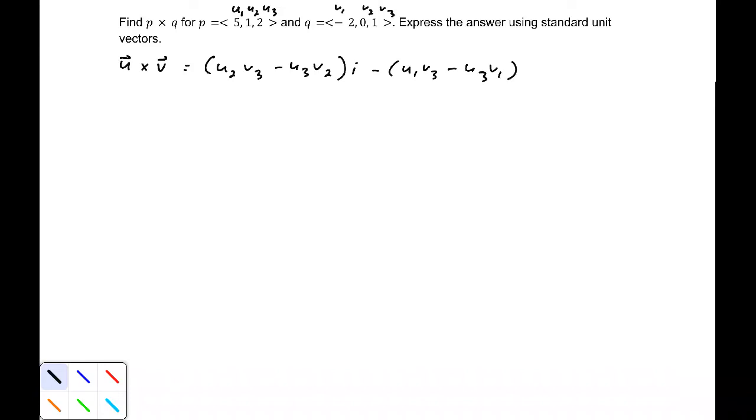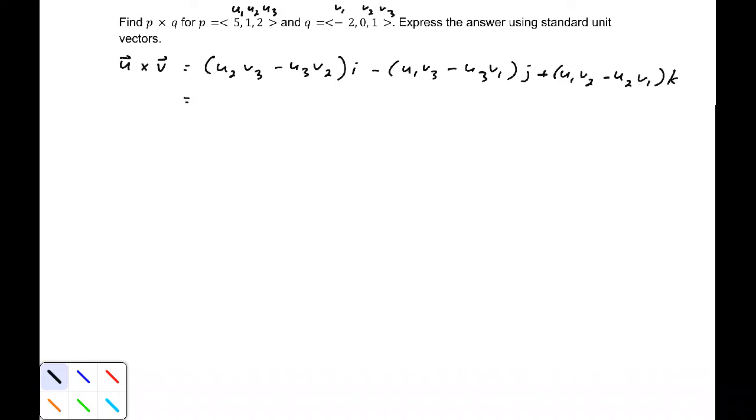if we label these two vectors as u1, u2, u3, so that's my P vector, and Q, if we label that as v1, v2, and v3 of those components, then it defines u cross v as equal to (u2 multiplied by v3 minus u3 multiplied by v2) i, minus (u1 v3 minus u3 v1) j, plus (u1 v2 minus u2 v1) k. That is the definition of calculating the cross product.